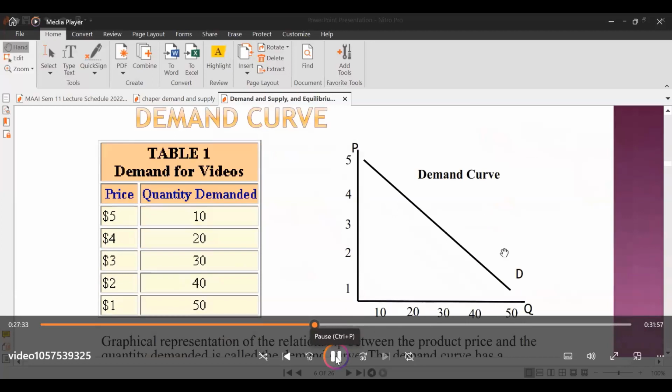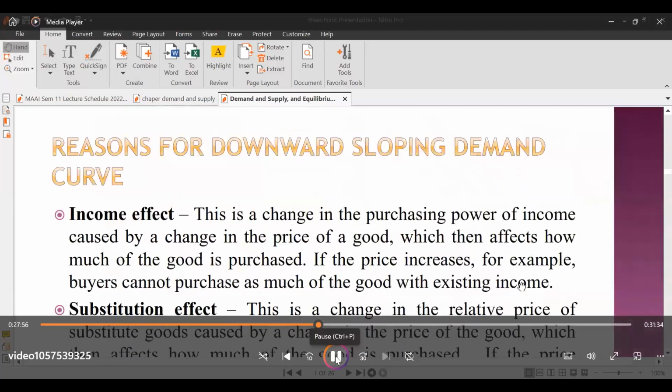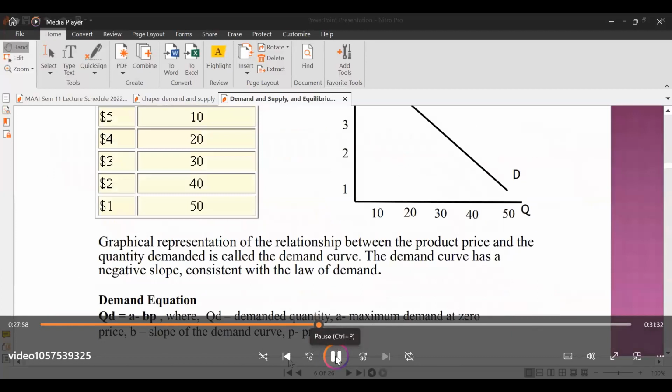Here, the law of demand is already explained by using the demand schedule, so you can see what happens if there's a price decrease: the quantity continuously increases. Then if we draw using these values, you can see the demand curve lies from left to right, having a negative slope, showing an inverse relationship.